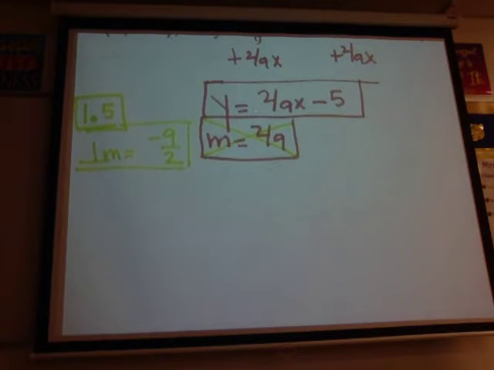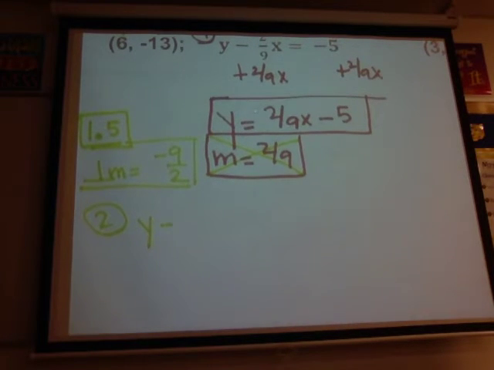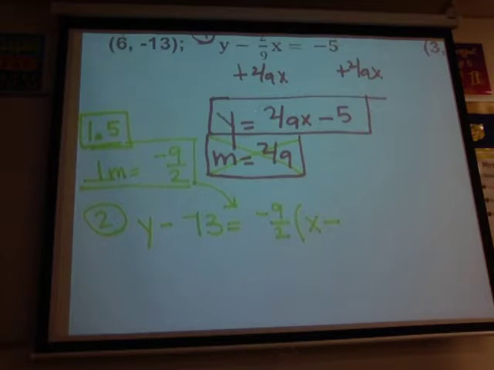Alright, so step 2, we're going to use point slope, and we're going to use this point to solve for that y. So it's going to be y minus my y1. What's my y1 value? Negative 13. My slope, I'm using my perpendicular one this time, so negative 9/2 times x minus my x1 value. Minus 6.